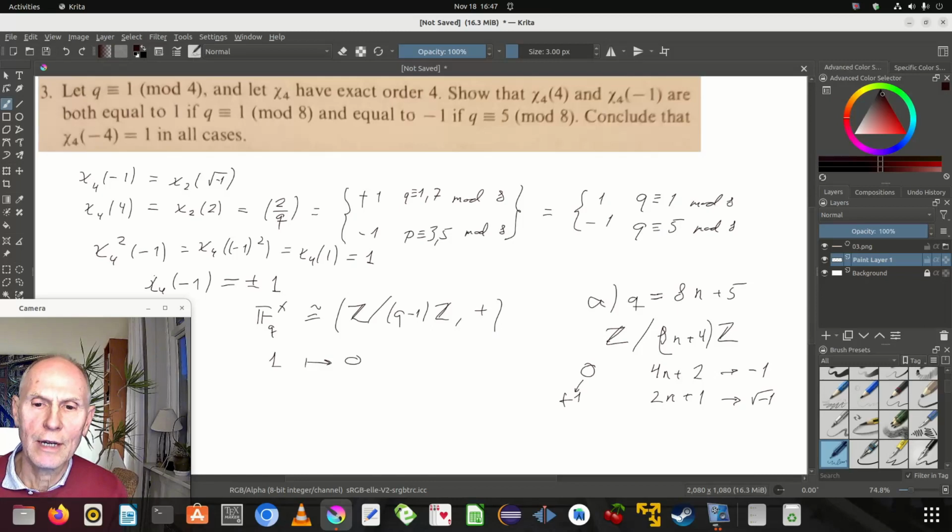And of course the other guy, 6n plus 3, is another square root of minus 1. There are 2. But there's no square root to this guy. And that means that in this case, chi4 of minus 1 equals minus 1. Was that what we should show? Then let's see B.